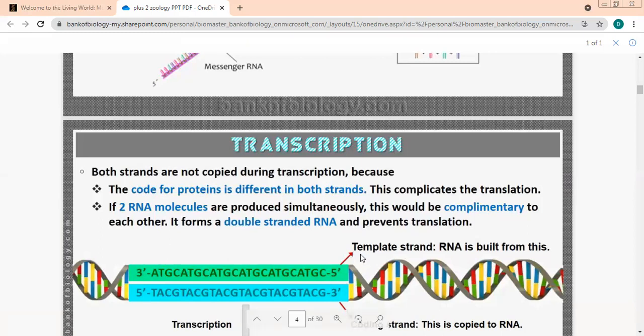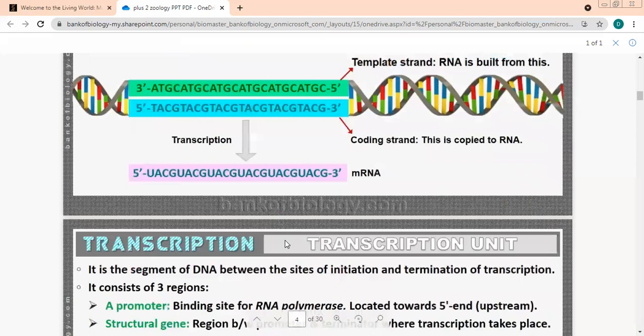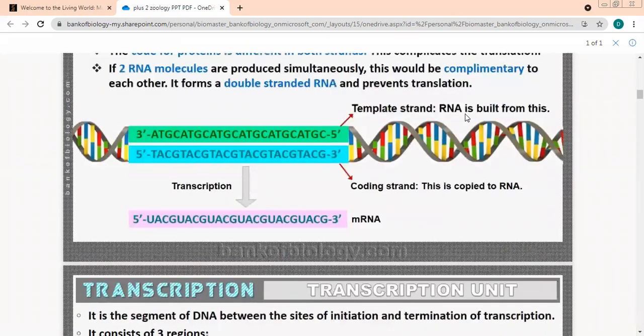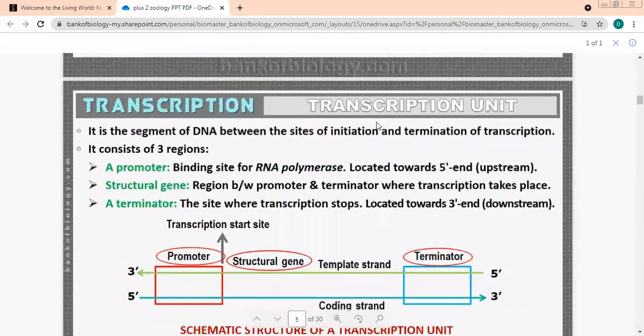Which strand? Template strand. If both the strands were producing RNA, then one problem would come. We would get two RNA molecules, and both of them would be complementary. They would bind with each other and form a double-stranded RNA. And double-stranded RNA is no use for us when we are doing translation. Understand this? RNA is built from which strand? Template strand.